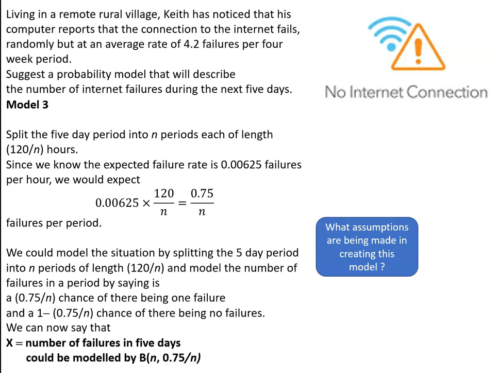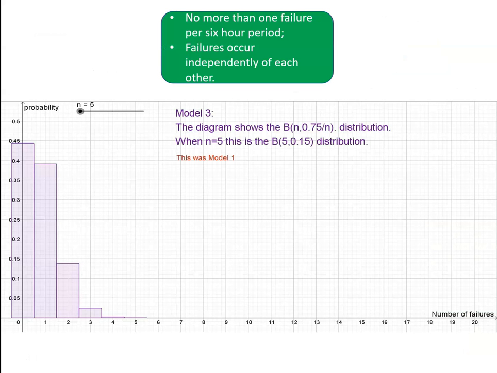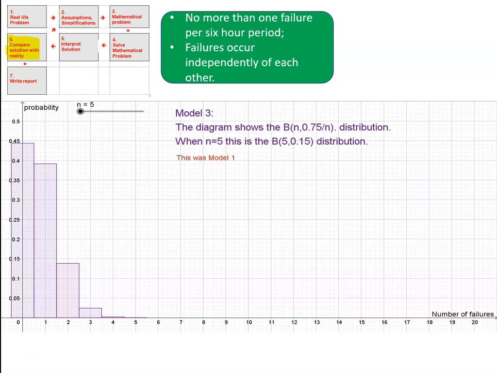What assumptions are we now making? Well, no more than 1 failure in each period, and that the failures occur independently of each other. How realistic are these assumptions?